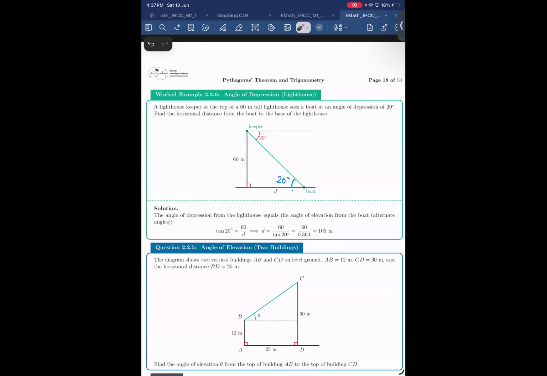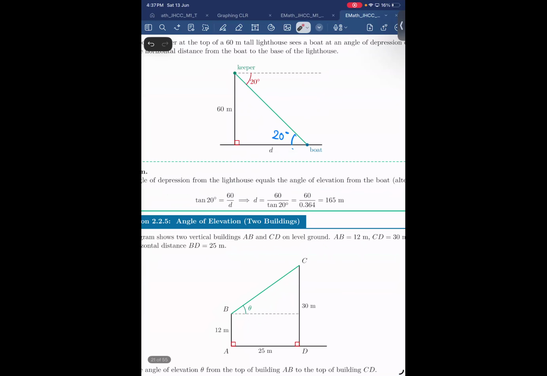So I'll go here. The goal is to find theta. To find theta, we require two sides of this triangle. So we should consider this triangle and try to find two sides of it. It should be quite obvious. One of them is very obvious: this is going to be 25 meters, because the bottom one is a rectangle.